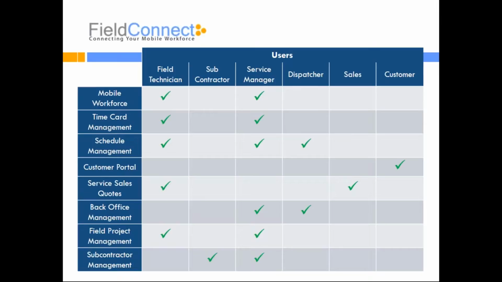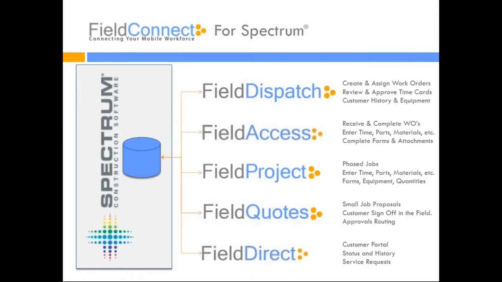Another way to look at that is the product categories that are on this chart. So this is what FieldConnect has that interfaces with Spectrum.